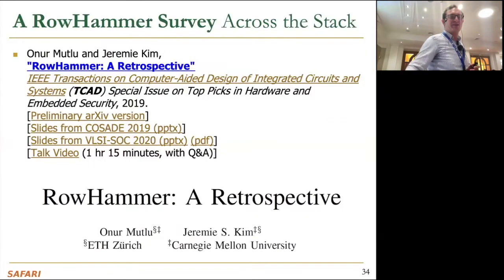Okay, so I'm going to give you now a little bit deeper perspective, but this is a survey that we were invited to write to TCAD some number of years ago. It covers a lot of things in RowHammer. As you can see, it's a bit dated right now, but it still is a very good introduction to RowHammer if you're interested in getting into this. It covers really from the device level all the way to upper algorithm and security levels.